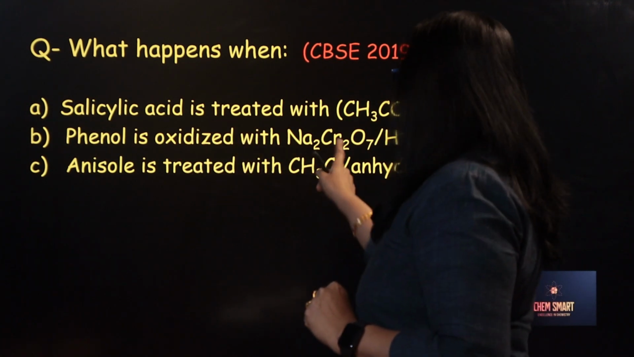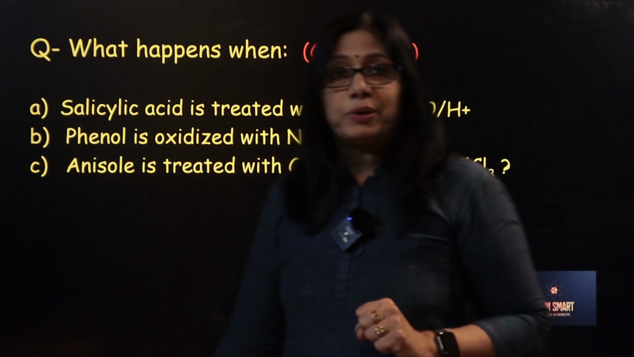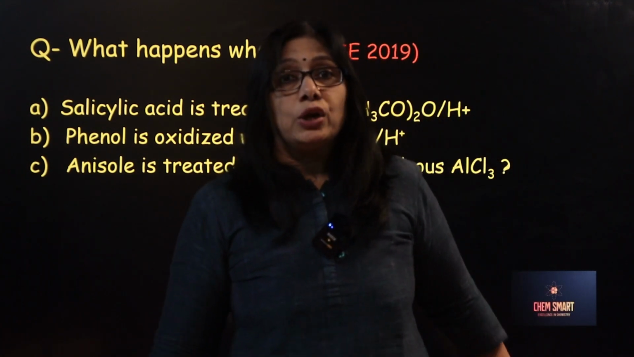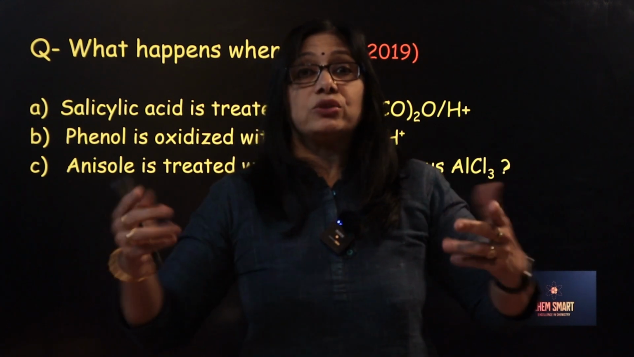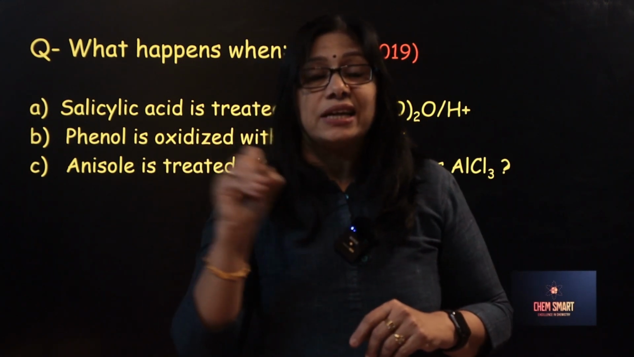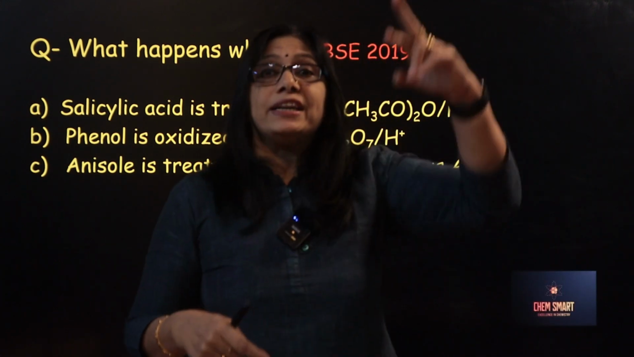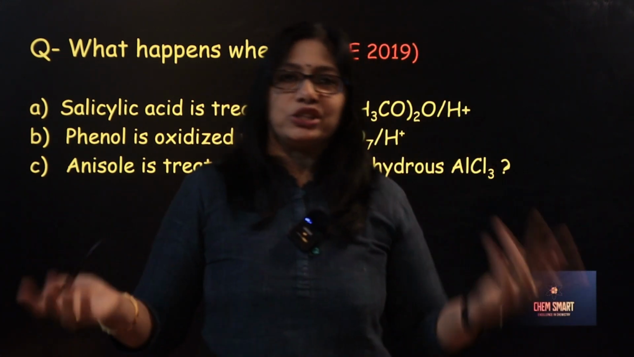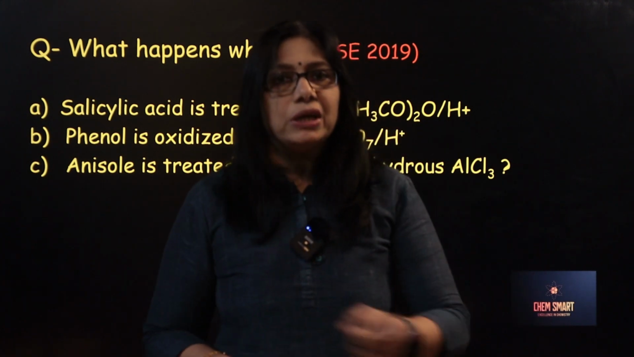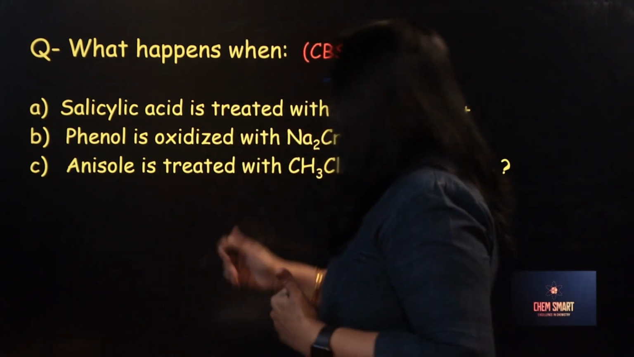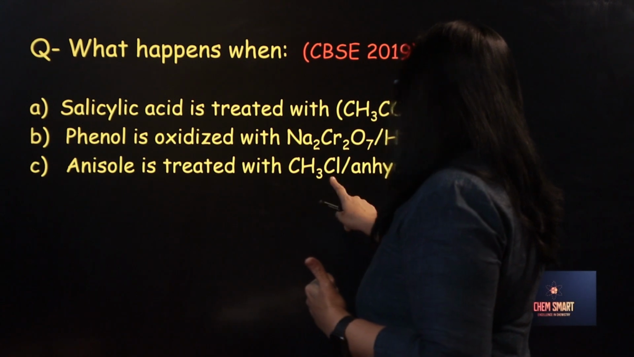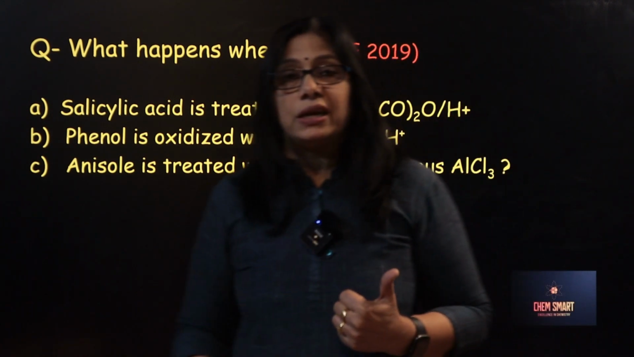Clear? Make sure to use these key points, keywords. Then phenol is oxidized with Na2Cr2O7/H+. We just completed it. Phenol gets oxidized. That is the keyword. Oxidized to form the conjugated diketone, benzoquinone. Understand? Then give the equation. That is a presentation. Then anisole is treated with methyl chloride and anhydrous AlCl3.